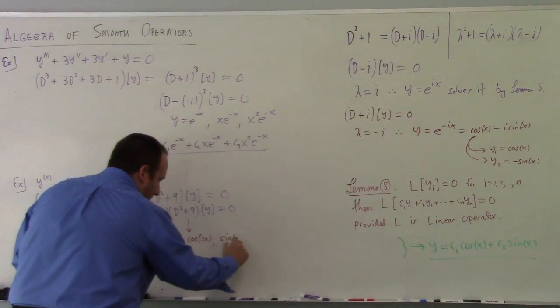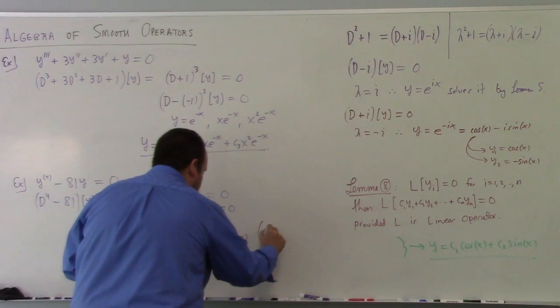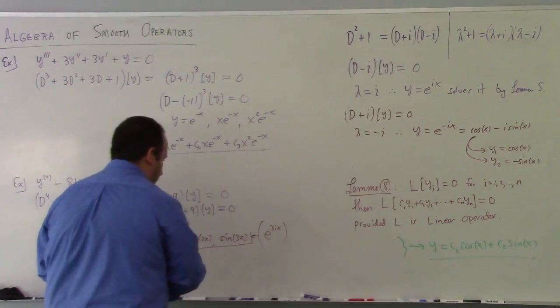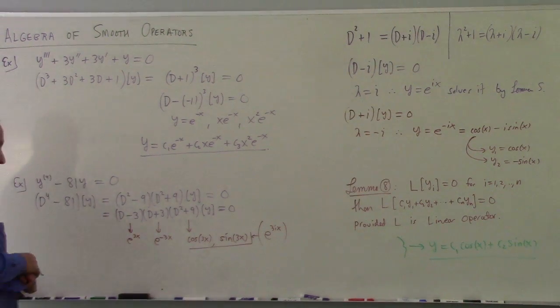And a sine 3x. And both of these are coming from an e to the 3ix. So this is how the story goes. If we have a repeated linear factor, we get exponentials or x times exponentials. If we have an irreducible quadratic factor, something that requires complex zeros, then that gives you sines and cosines and products of sines and cosines and exponentials.